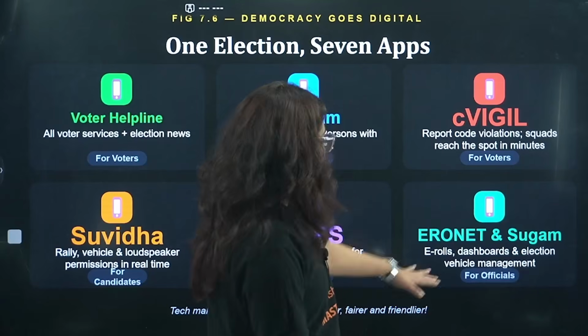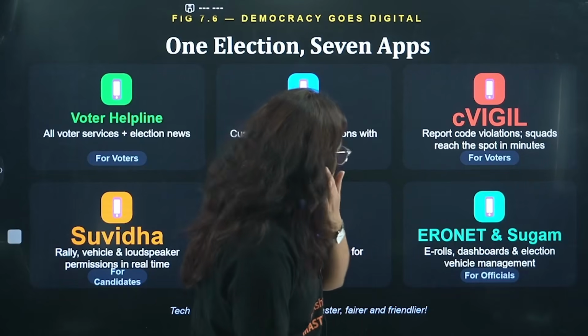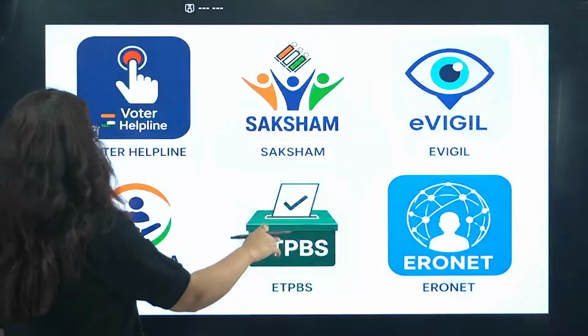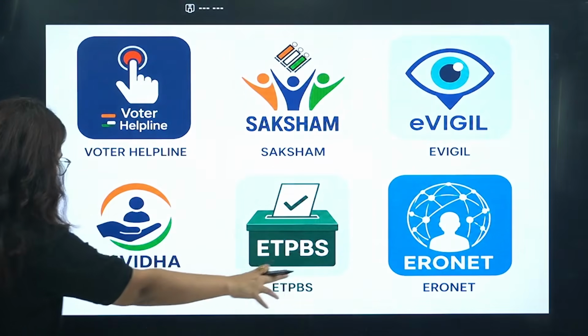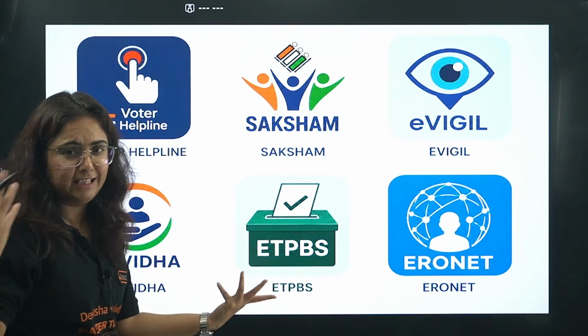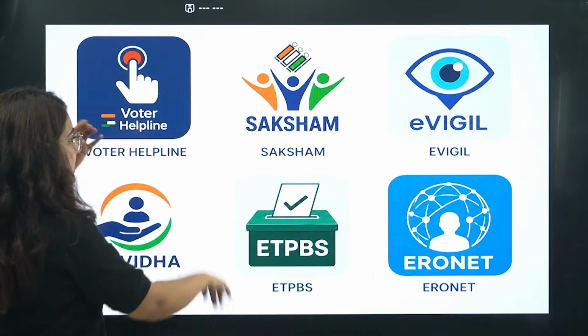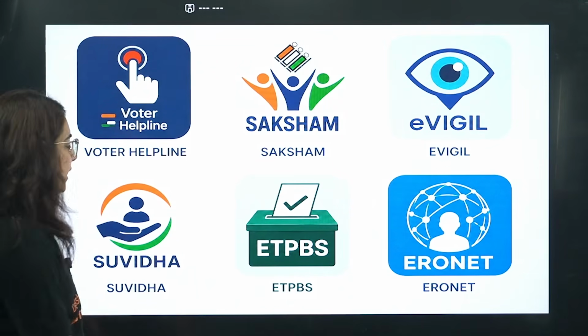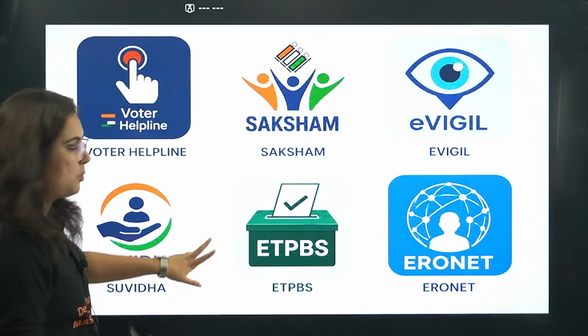Then Aeronet and Sugam: e-rolls, dashboards and election vehicle management come from these apps. So you can also see the apps on the Play Store if you wish. You are a curious and engaging student, so I added these icons also so that you can see them. This is not in the book, by the way.